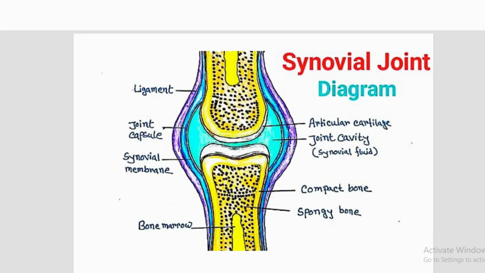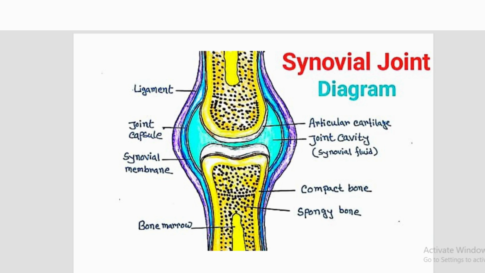So this topic is about the synovial joint. How do we define the synovial joint in the diagram? It has been observed that in the muscle there are ligaments and a joint capsule present inside, that is connected with the synovial membrane. Along inside there is the bone marrow.